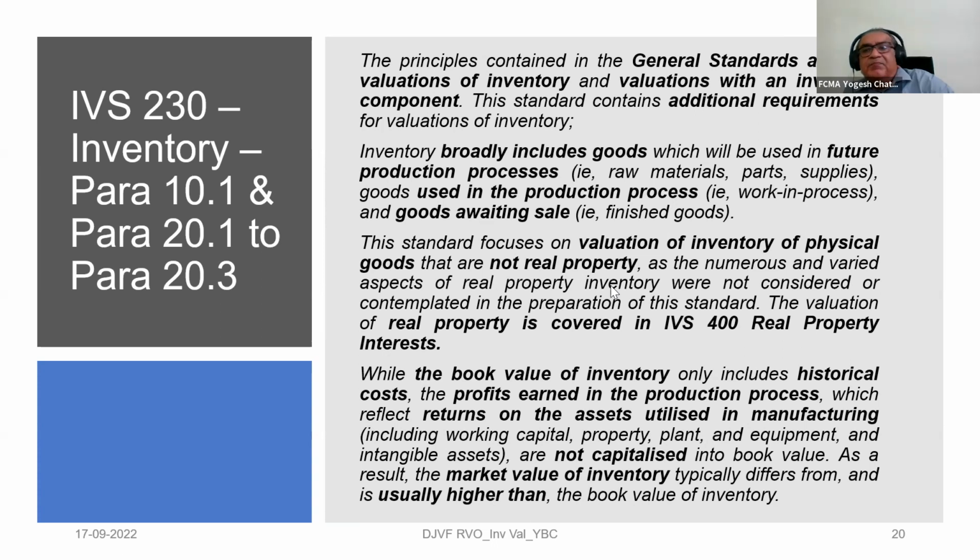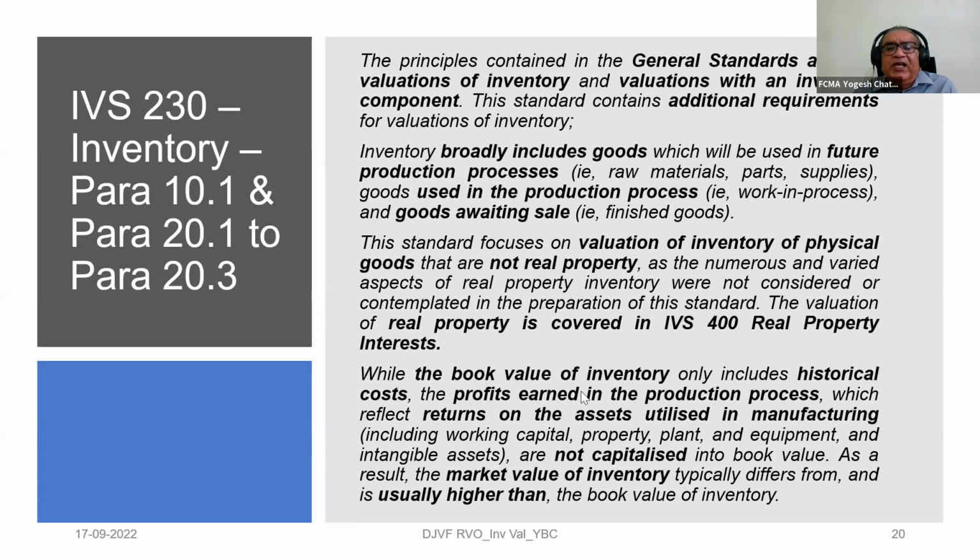So that is very important. This will not cover evaluation of real property, as the numerous and varied aspects of real property inventory were not considered or contemplated in the preparation of the standard. So evaluation of real property is covered under IVS 400, which is on real property interest.